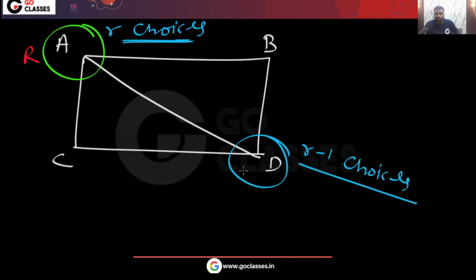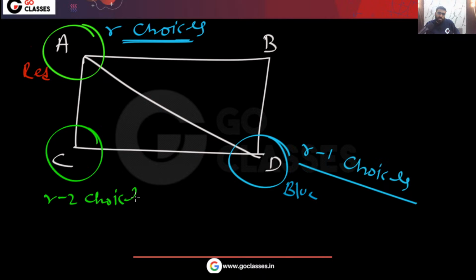Yes or no? R minus 1 choices. Now you tell me, how many choices for this one? You cannot use red. For example, let's assume here you have given blue color, and here you have given red color. So remember, you cannot use red, blue here. So you have only R minus 2 choices here.